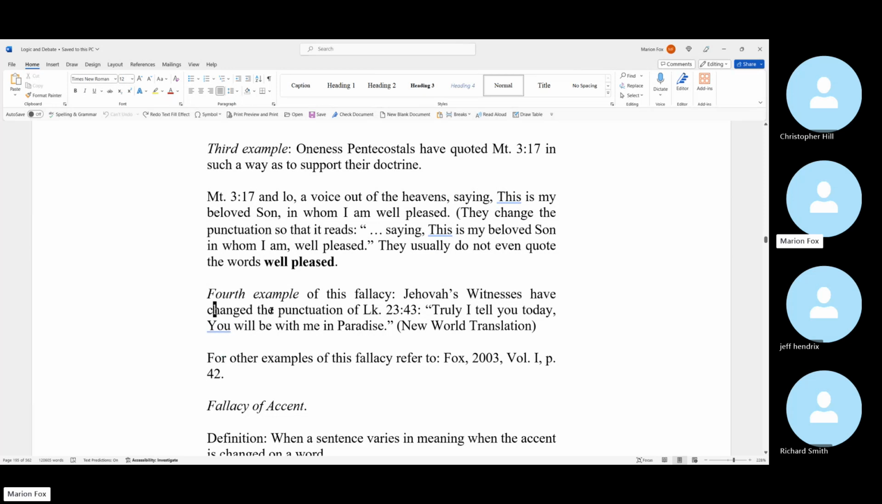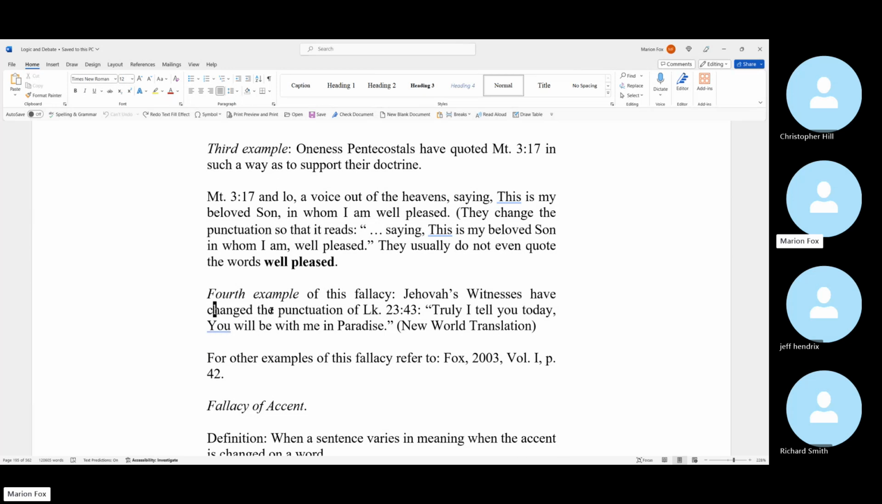Right here, Oneness Pentecostals, I've debated a couple of them. Oneness Pentecostals quoted Matthew 3:17 in such a way to support their doctrine. Now, understand, they teach that the Son is the same person as the Father, and the same person as the Holy Spirit. They're all the same person. But here's how they quote Matthew 3:17. And lo, a voice out of heaven saying, "This is my beloved Son, whom I am well pleased." Now, that's why it reads. And so what they will quote it as, they change the punctuation so it reads saying, "This is my beloved Son, whom I am, well pleased."